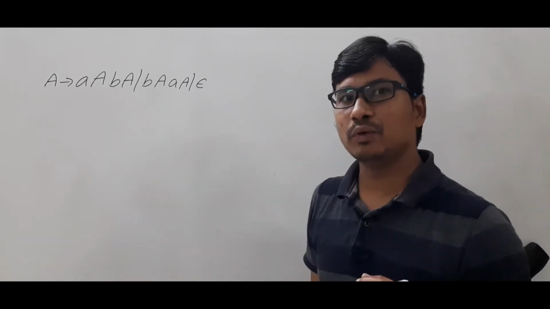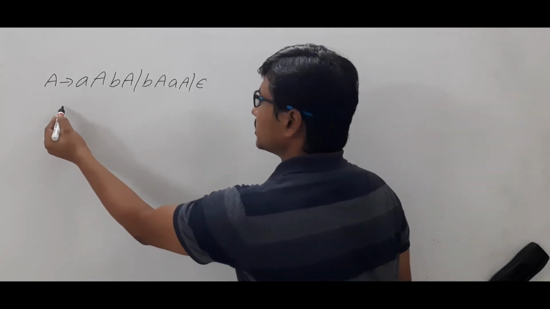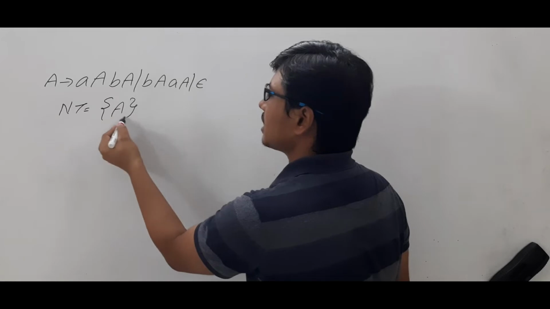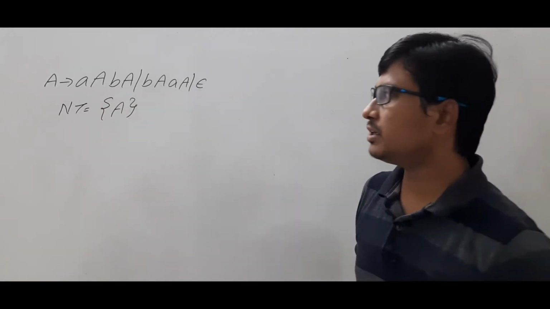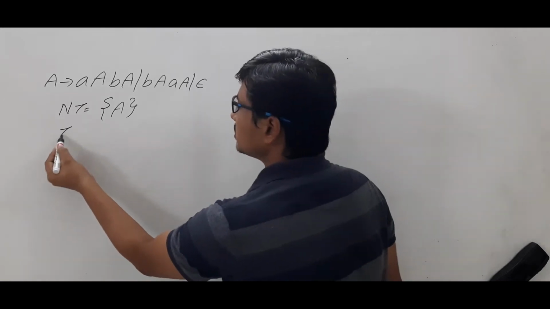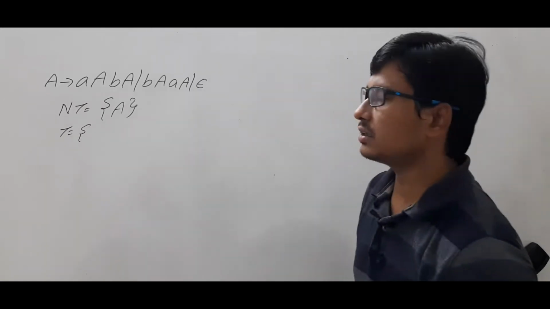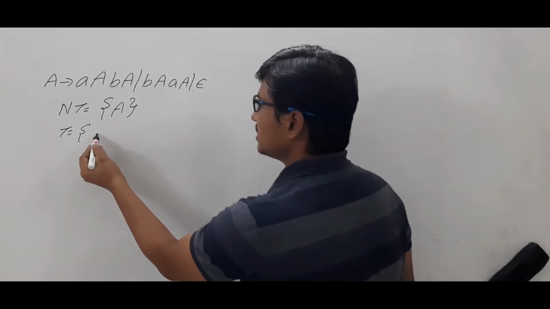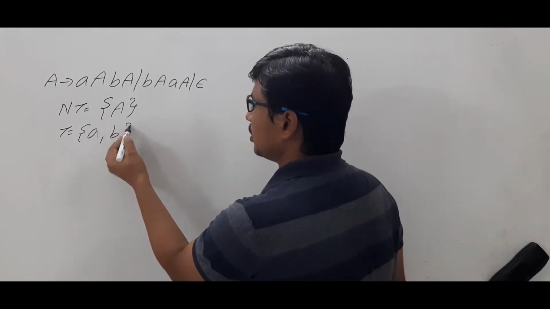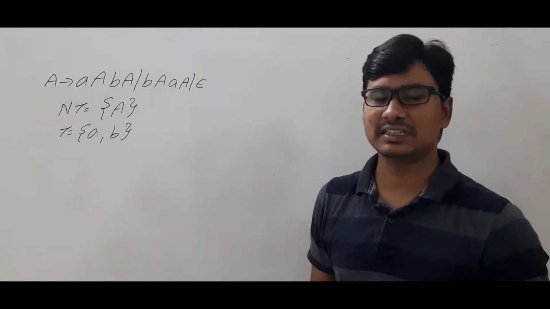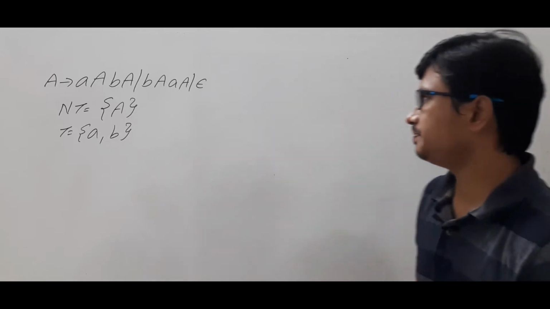So first thing is that we need to identify what terminals and non-terminals. First let me identify the non-terminals. The non-terminal is capital A. Will you agree with me or not? Even the start symbol is also capital A. And what is the terminal? The terminals are the symbols which are there in the right hand side other than the non-terminal, such as small a and small b. Is it clear? You can consider epsilon, or if you do not consider epsilon also, not a problem.